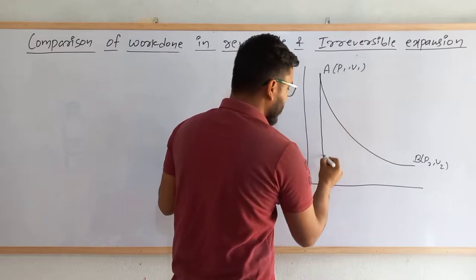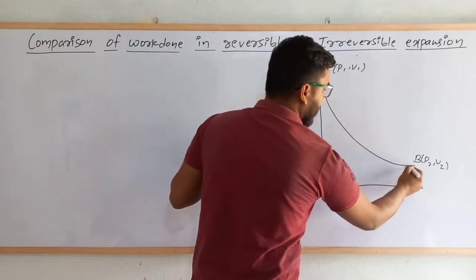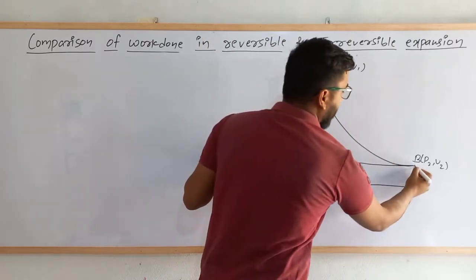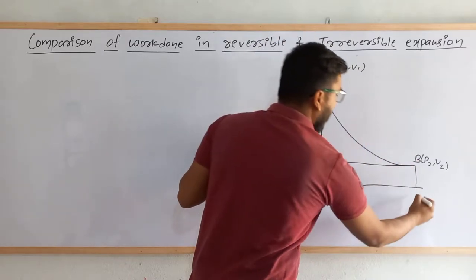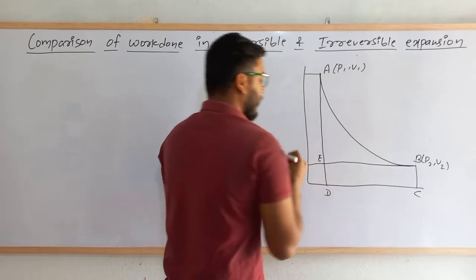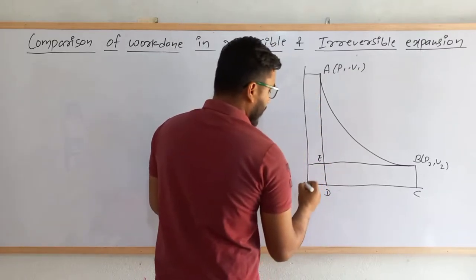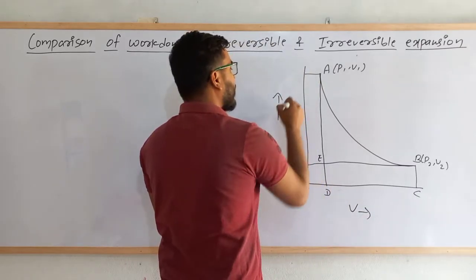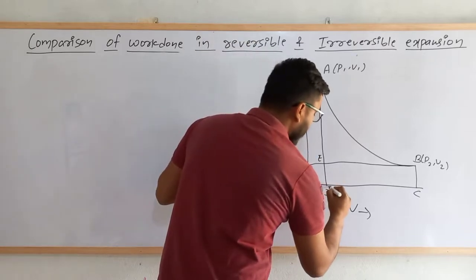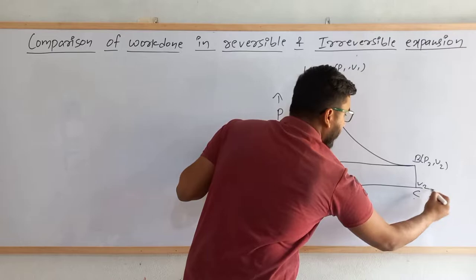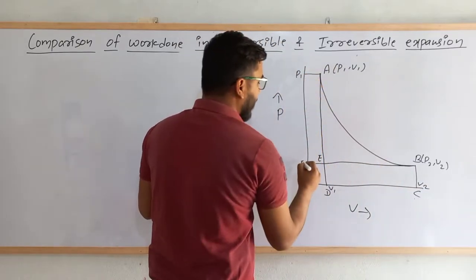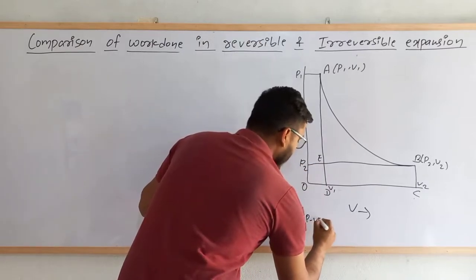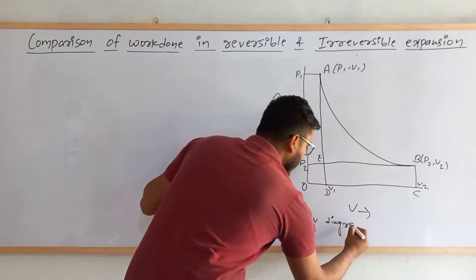Now, let's draw perpendicular lines like this on the x-axis and y-axis, right? And here also let's join them. Now, this is A, B, C, D, E. Okay, this point is E, and this is O, we know that. This is volume on the x-axis, pressure on the y-axis, right? And here this is V1 and V2, and here this is P1 and this is P2. Yes, this is the PV diagram.